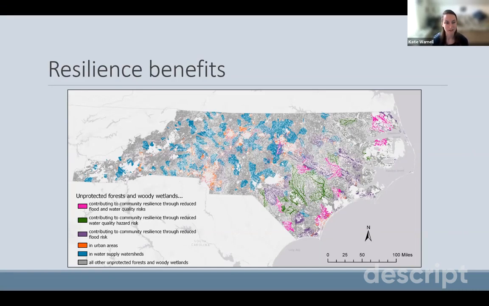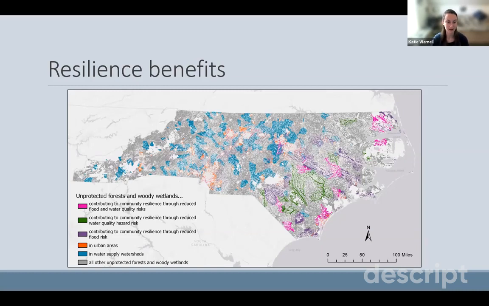one of those categories. So this is how we started to narrow down what areas the state might want to focus on in terms of recommending action for either preservation of natural and working lands or restoration, would be to focus on areas where you're getting one or more of these resilience benefits from that action. And this map actually comes right from the action plan.